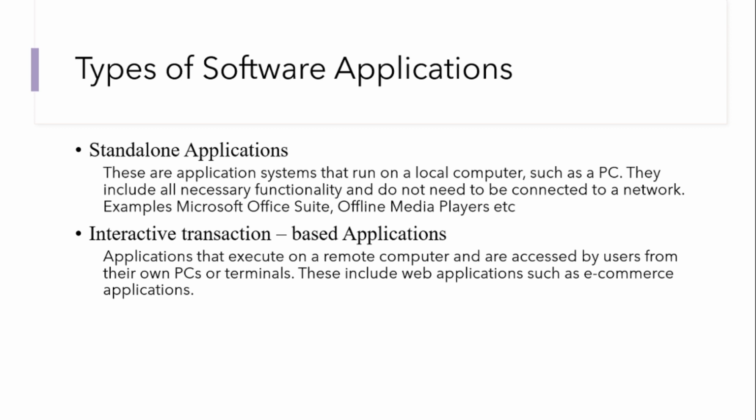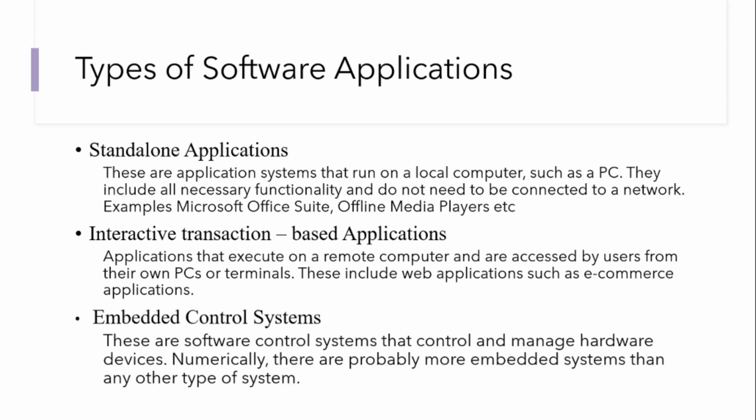We can also talk of Facebook. Since if you do not have internet connectivity, you can't get access to the Facebook application. So these kinds of applications are what we term as the interactive transaction-based application. They require you to be on a particular network before you can have access or be able to use it. The next one is the embedded control system.